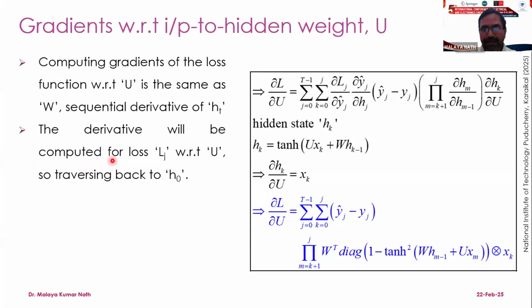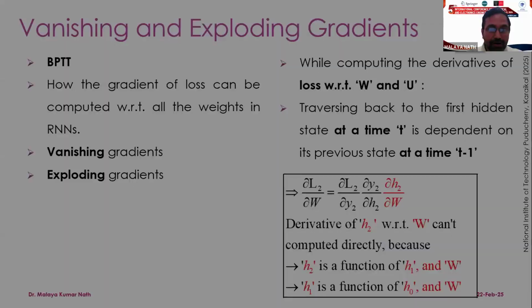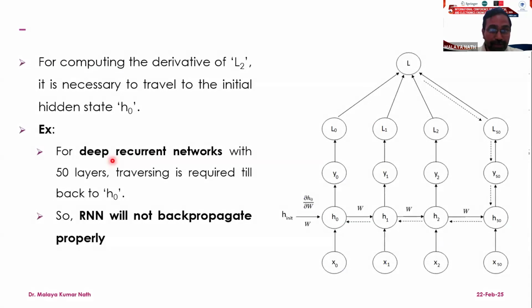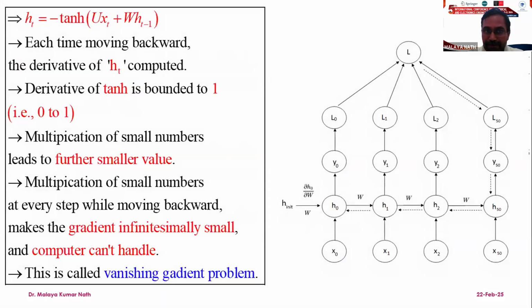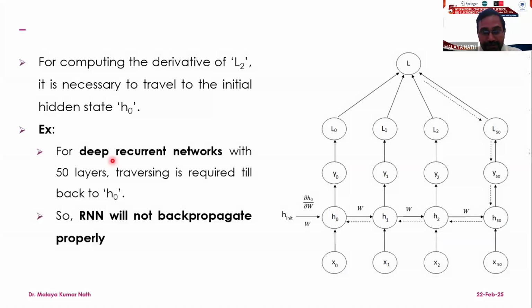So the next important information that we have discussed is a problem that occurs, called the vanishing gradient as well as the exploding gradient problem. But the vanishing gradient problem is very serious, and in order to overcome these limitations, we go for the LSTM network as well as the GRU network. So if we have a deep recurrent neural network with 50 layers, in order to update the weights, we are backpropagating through time.